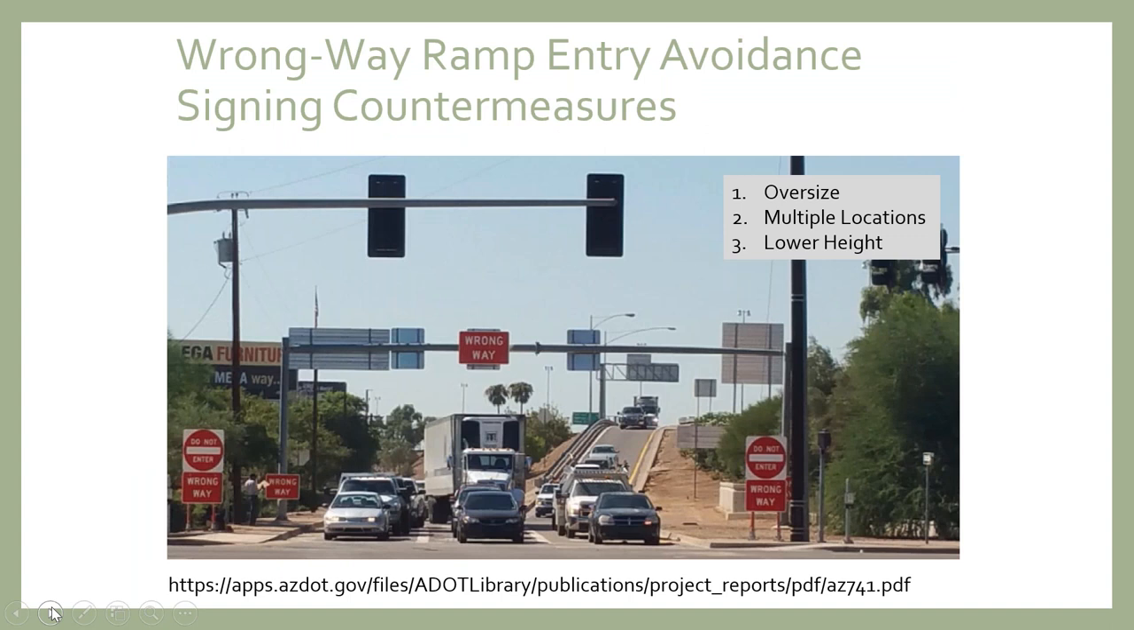So oversizing, doubling up, using signs on both the right and left side, whatever can be done to help add that conspicuity and try to make it obvious that someone is going the wrong way. And not just at the intersection itself, but then supplemental signing down the ramp, so that even if they made the mistake and turned down an exit ramp, hopefully more signing can perhaps allow the driver to recognize that they are indeed going the wrong way before they reach the freeway.